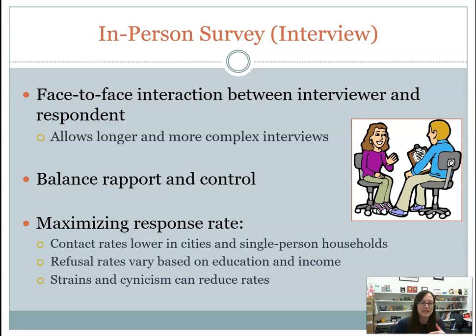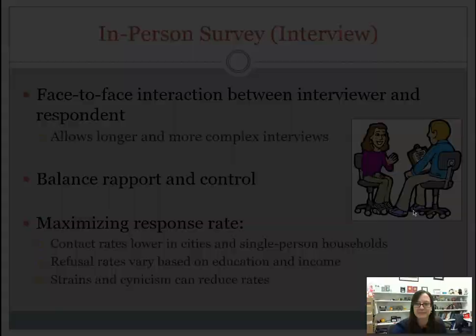There's also certain societal strains and cynicism in general that can reduce rates. I mean, if it's decreasing trust in the research overall, like, well, why should I bother with this? Why should I believe you're using this the way that you claim? So that general distrust and cynicism can make things difficult as well. Especially again if you're doing just door-to-door cold calling of people, trying to get them to do these surveys, there's going to be a lot of distrust there.